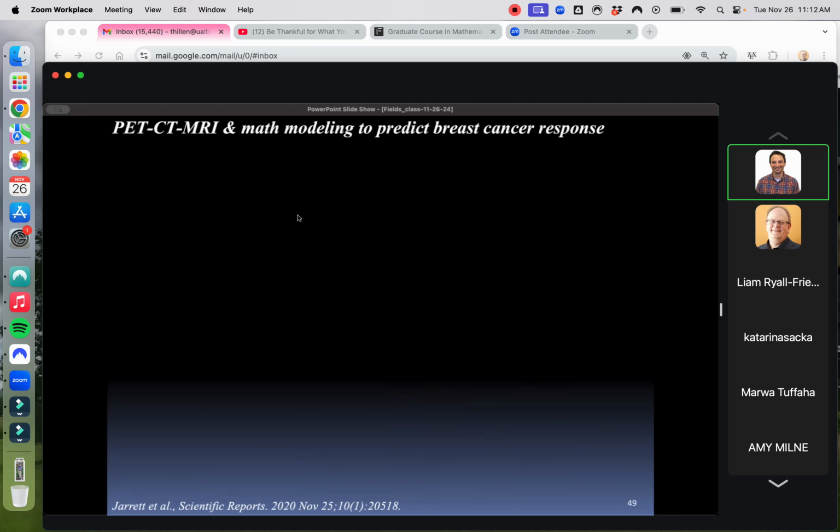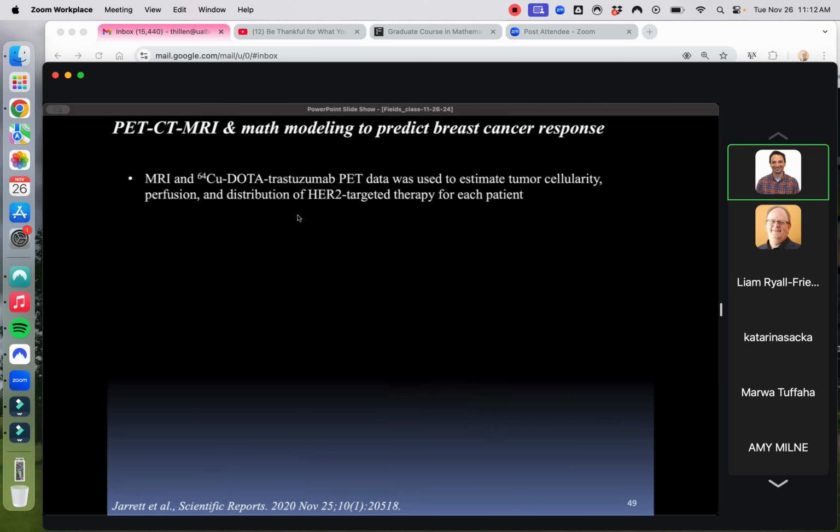So this is our last example for the day. This is looking at PET data. This is with those targeted PET tracers we talked about. This is a very early effort. This is a place where the field could be going. This data had MRI and then a copper 64 labeled trastuzumab. So trastuzumab is a standard of care drug that's used to hit HER2 positive breast cancer.